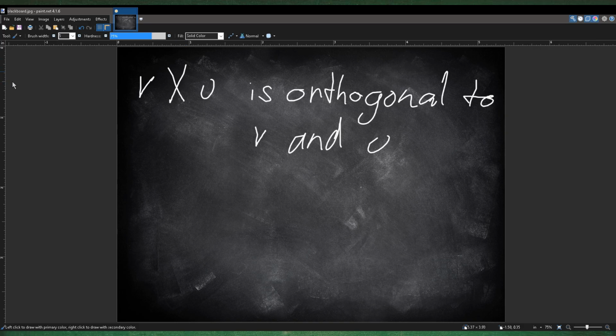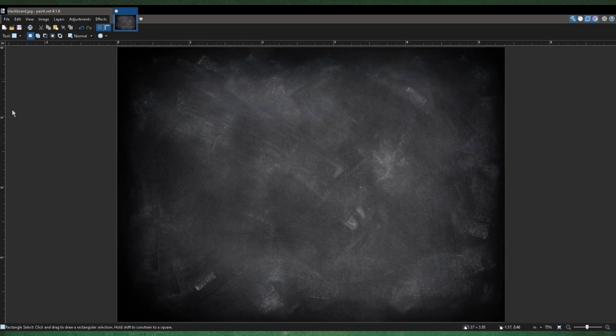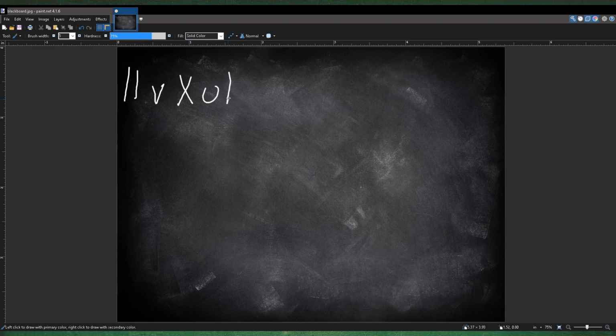Also, if you wanted to find the angle between two vectors, you do the cross product. The magnitude of the cross product of v and u is equal to the magnitude of v times the magnitude of u times sine of theta, where theta gives you the angle between u and v.